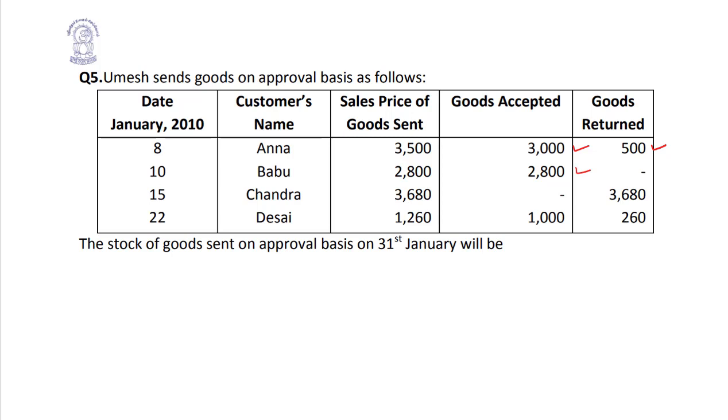On 15th January, Chandra, goods sent 3,680, returned 3,680, so balance is nil. Desai on 22nd January, goods sent 1,200, accepted 1,000 and returned 1,260, so balance is nothing. The stock of goods sent on approval basis on 31st January will be nil. No stock. In the balance column, everything is nil.